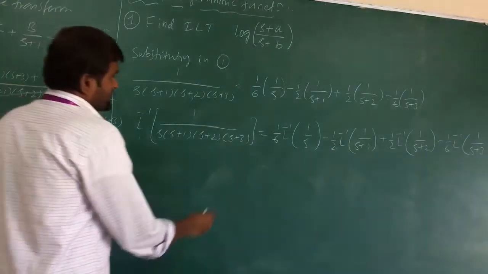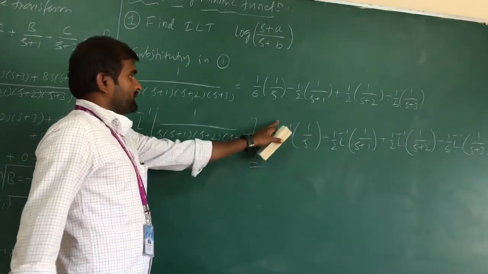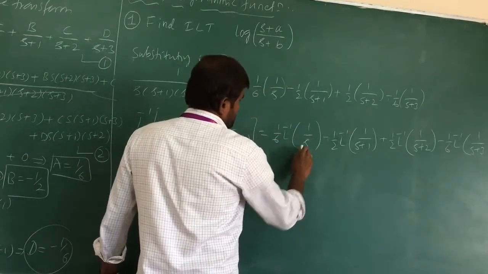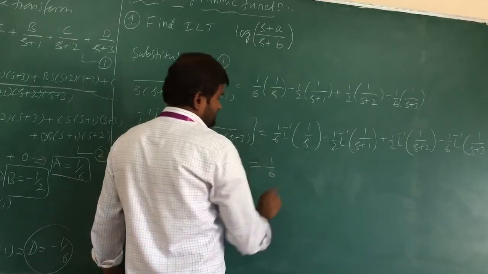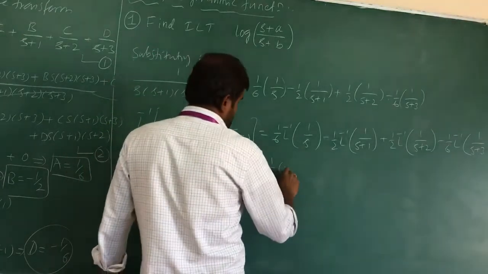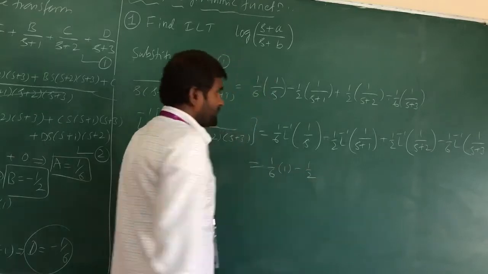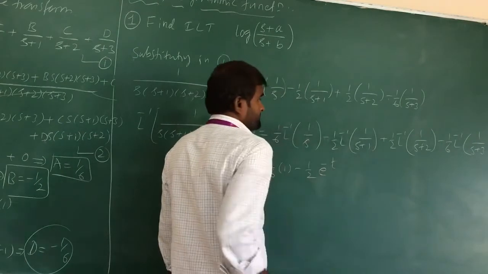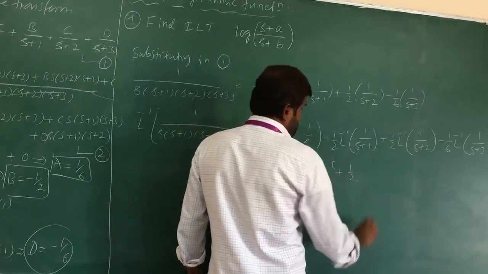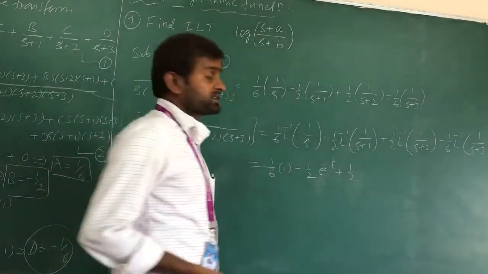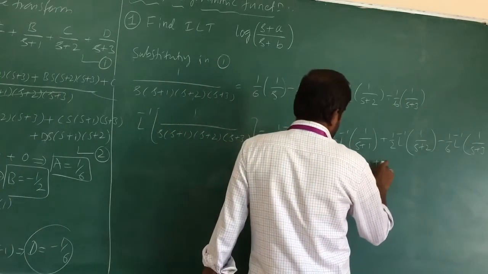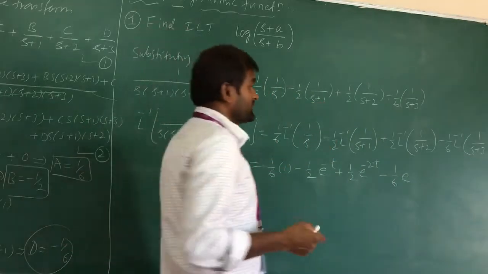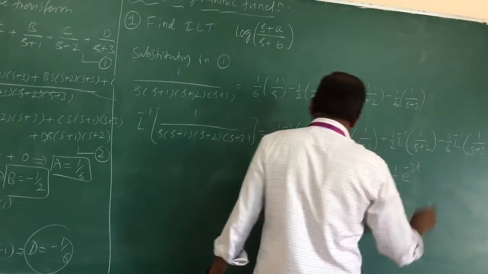Now, which is equal to 1 by 6 into L inverse of 1 by s, which is 1, so we have 1 by 6. Then minus 1 by 2 into L inverse of 1 by s plus 1, which is e raised to minus t, and plus 1 by 2 into L inverse of 1 by s plus 2, which is e raised to minus 2t, minus 1 by 6 into L inverse of 1 by s plus 3, which is e raised to minus 3t.